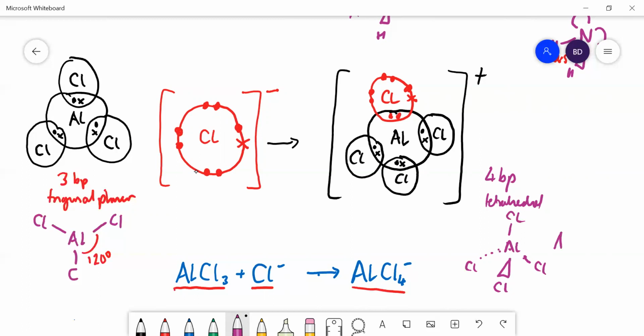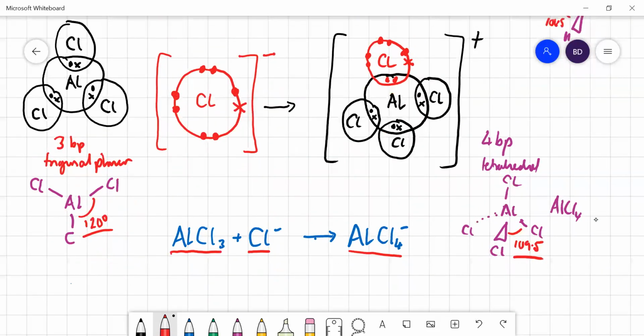So that's AlCl4 minus, and the bond angle for that is going to be 109.5. So the bond angle goes from being 120 after it reacts up to 109.5. And that is all the examples I'm going to do there.